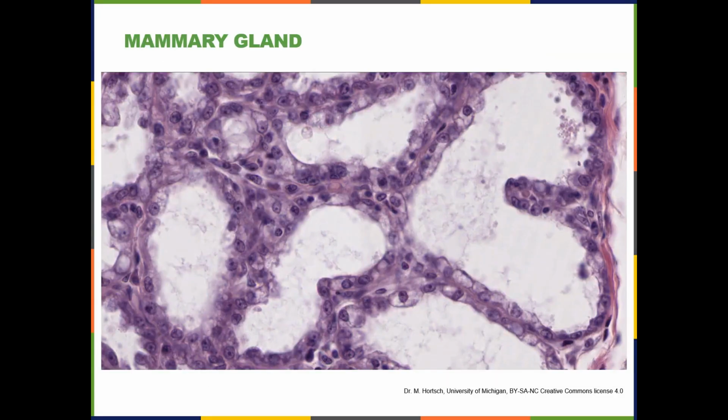Here we see an image of the mammary gland, where these epithelial cells use an apocrine secretion mechanism, where the entire cell dies and forms the exocrine product. In this case, it's milk that's being produced and secreted out of the body.